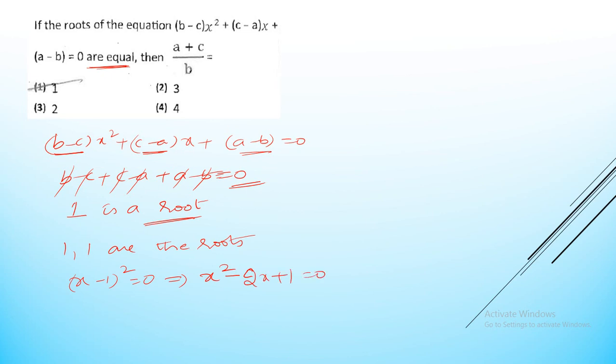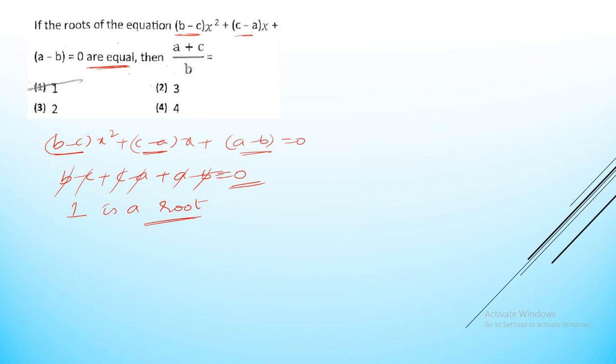On comparison, what am I going to get? a is equal to 1, b is equal to minus 2, c is equal to 1. Right? Then what is the value of a plus c by b? Sorry, here 1 is one of the roots, no? So since 1 is one of the roots, both the roots are 1 comma 1. So here a, b, c are not the coefficients, right? The coefficients are different from that.